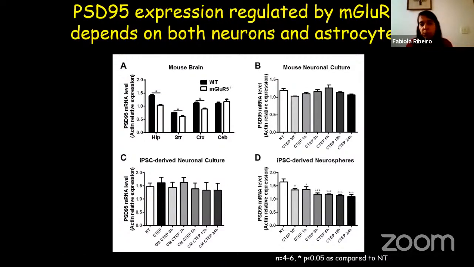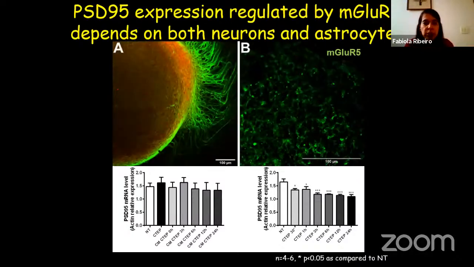So we decided to employ another culture model, the neurospheres. The neurospheres are 3D cultures that are also derived from human iPSC cells, and they have not only neurons, here labeled with MAP2 in green, but also astrocytes labeled in red with GFAP. And when they are mature, they also express mGluR5, here labeled with a specific anti-mGluR5 antibody. And now, when we block mGluR5 with CTEP, we observe a decrease in PSD95 expression in these cells.